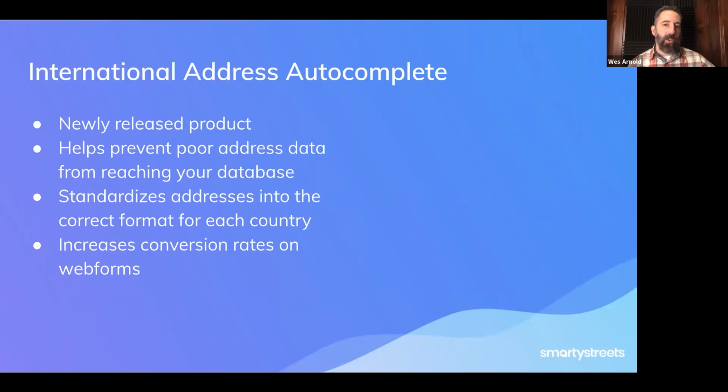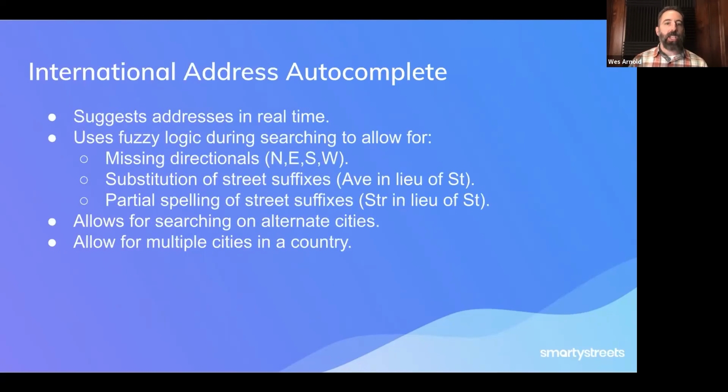International Address Autocomplete is a newly released product. We just released it last month, and it helps prevent poor data from reaching your databases, so poor address data. It standardizes the addresses into the correct format for each country, and if you're using it on web forms, it increases conversion rates, because it makes it easier for the end user to enter that address in, because it's suggesting it in real time.